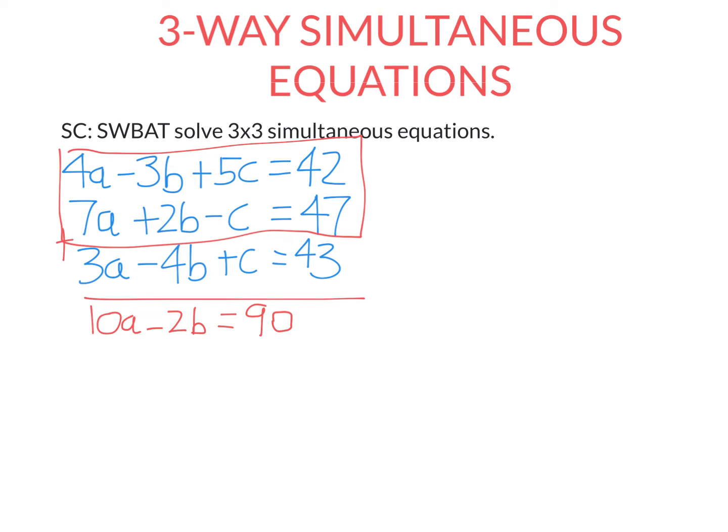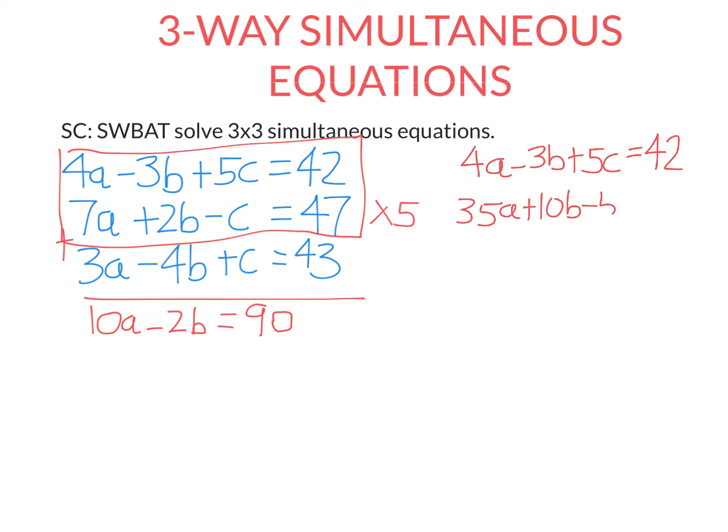So to eliminate c from the top 2 equations, I'm going to need to times this bottom one by 5. Then the c's will have the same coefficient in both equations. So leaving the first equation unchanged, multiplying the second by 5, I need to multiply everything by 5. So I have 35a plus 10b minus 5c, and then 47 times 5 is 235.